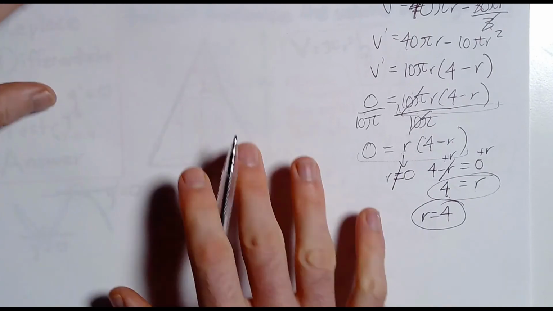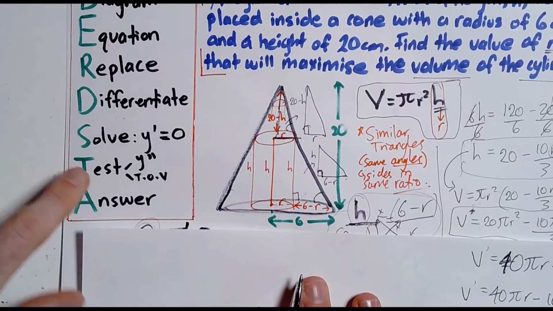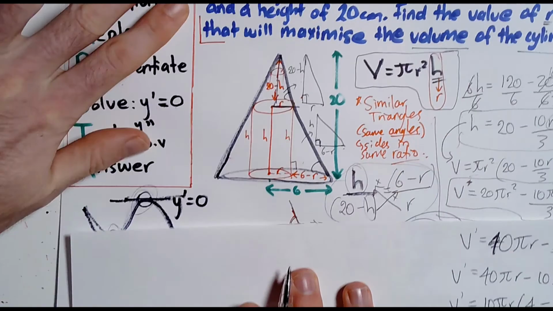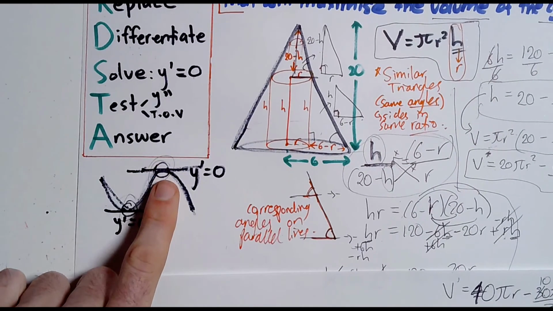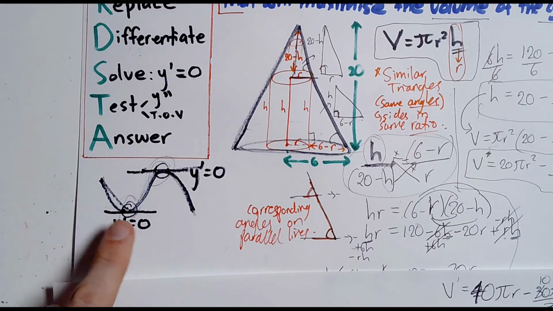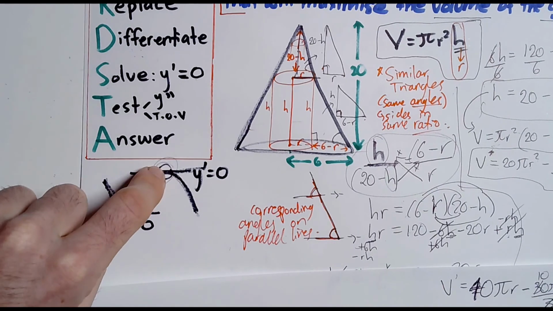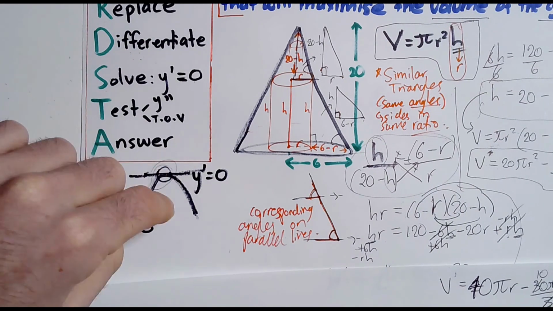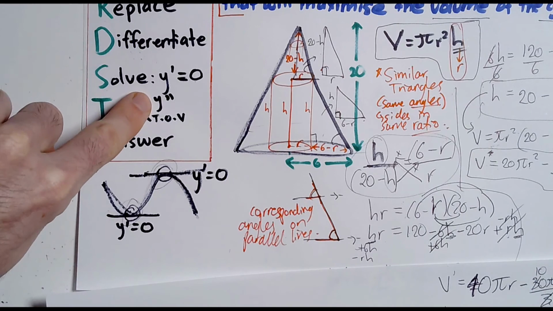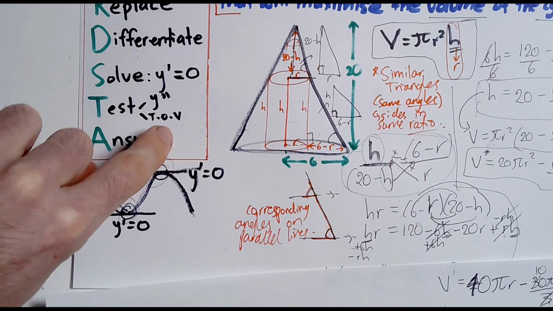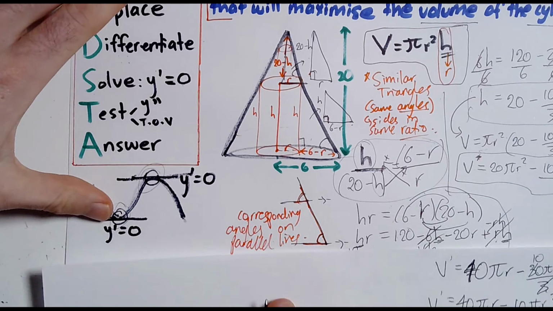But we don't know that for a fact yet, because even though we've now solved it, we've got r equals 4, we need to test it to make sure it gives us a maximum and not a minimum, because sometimes you could get 2 possible answers, and one of them gives you the minimum volume and one gives the max volume. Okay, so here we're trying to find the max. To test it, we either need to use the second derivative or a table of values, which you can look at in another video on how to use those.